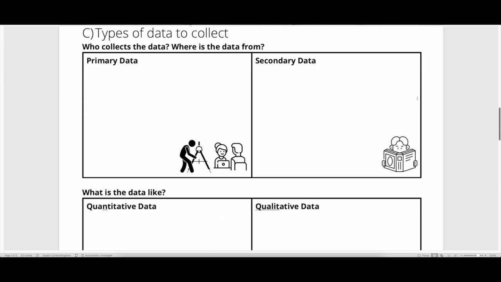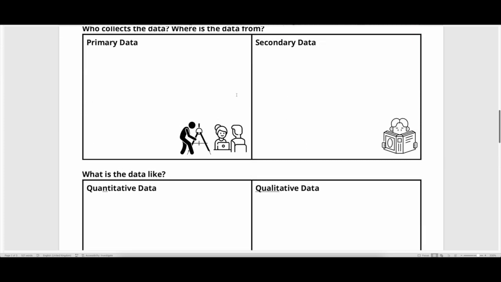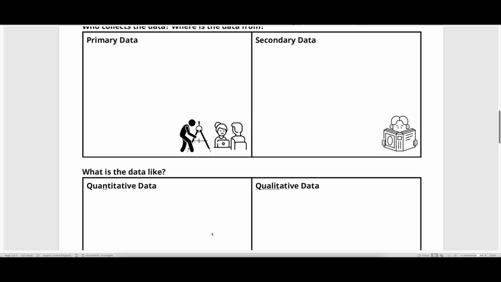Okay, so there's four kinds of data that we're going to look at. It's not really four kinds, but two kinds in one category and two kinds in another category. What I'm also saying is that there's primary data that can be quantitative, and qualitative primary data. There can be secondary data that is quantitative and also qualitative data.